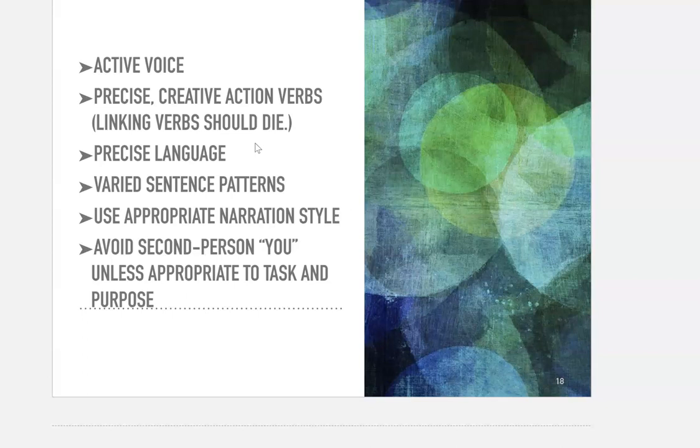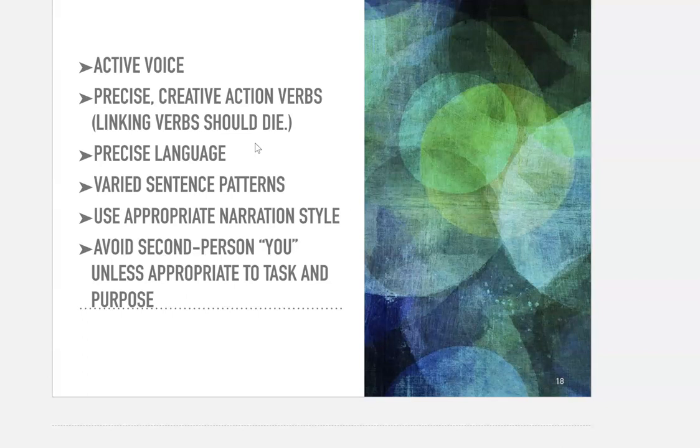Using active voice. If you don't know the difference between active and passive, if I were to throw the ball to you, Miss Lloyd throws the ball, that's an active construct, an active sentence. When you are not actively performing the action, the ball was thrown to Miss Lloyd, I didn't throw the ball, it was thrown to me. That is a passive construct. So you want to avoid passive as much as possible.